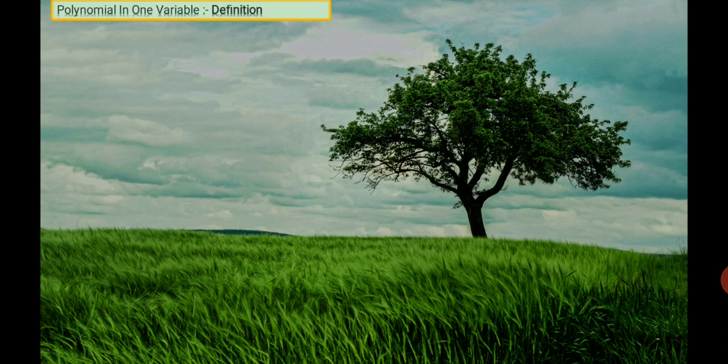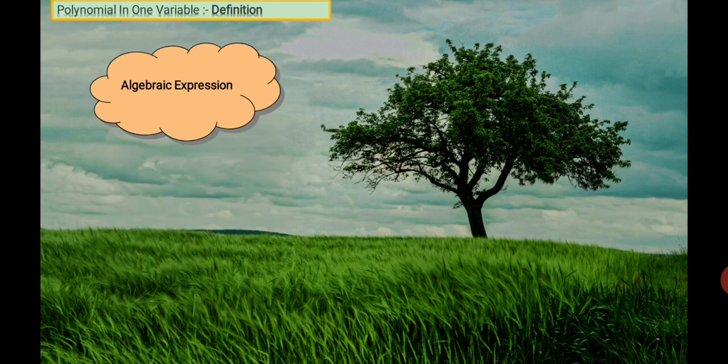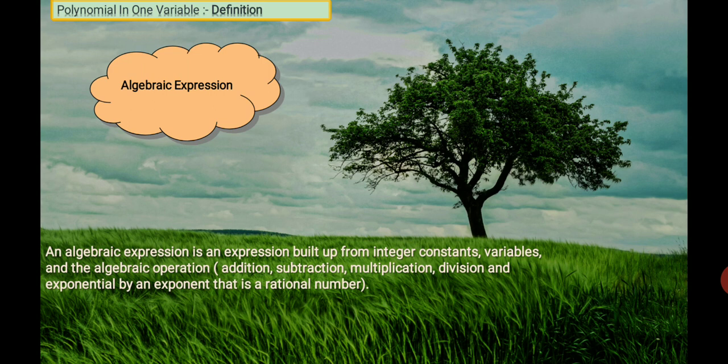After that, when we know the variable and constant, when they come together, that makes an algebraic expression. An algebraic expression is an expression built up from integer constants, variables and algebraic operations. Which are the algebraic operations? Addition, subtraction, multiplication, division, and exponentiation by an exponent that is a rational number. The example: 3x plus 2y minus 4z equals 0. So this is an algebraic expression.